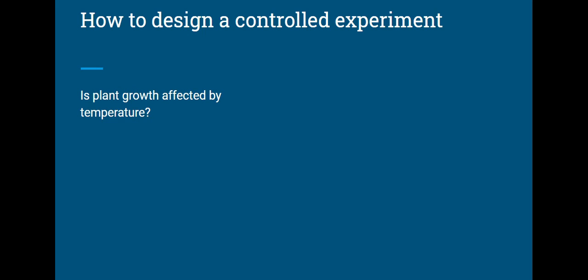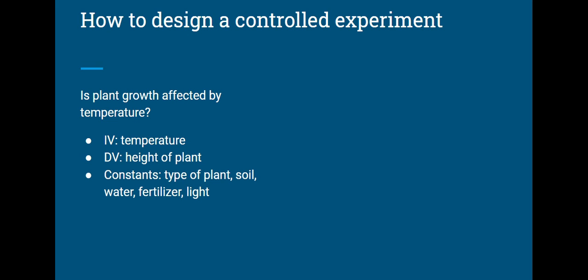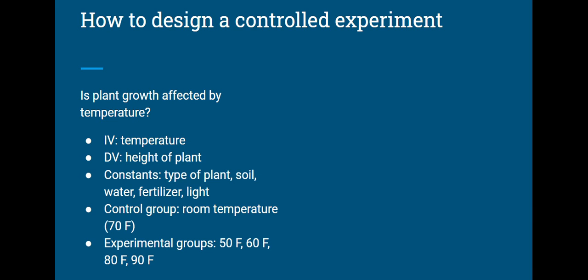With our plant growth being affected by temperature, we're looking at how temperature, our independent variable, affects the dependent variable, height of the plant. So we've gotten a little more specific there with height of plant, not just growth. So other constants, things that could affect plant growth, the type of the plant, the soil, the water, the fertilizer, the light, etc., etc. And then you could have your control group.